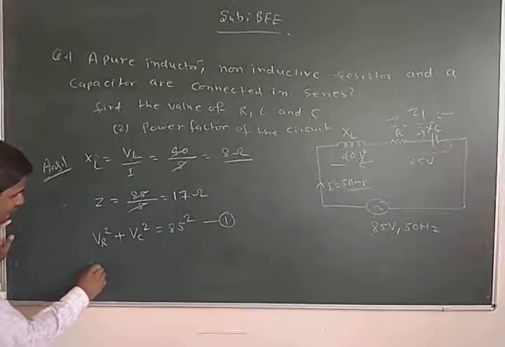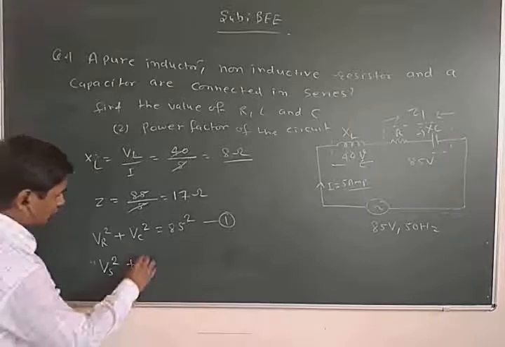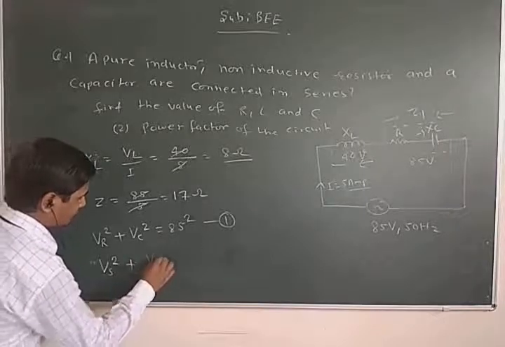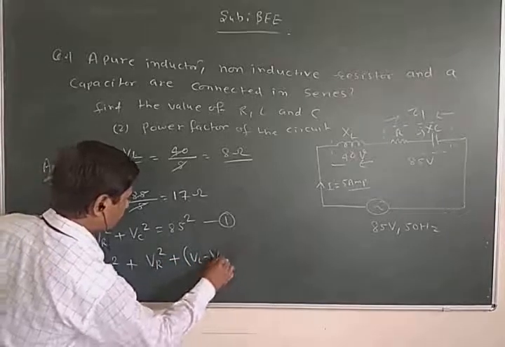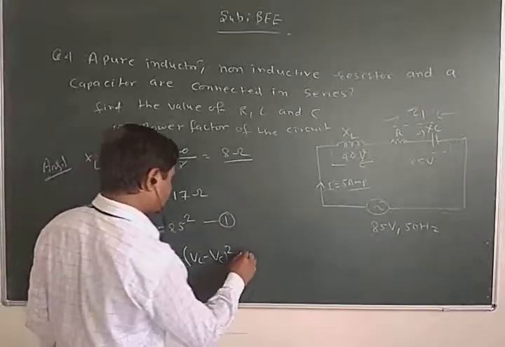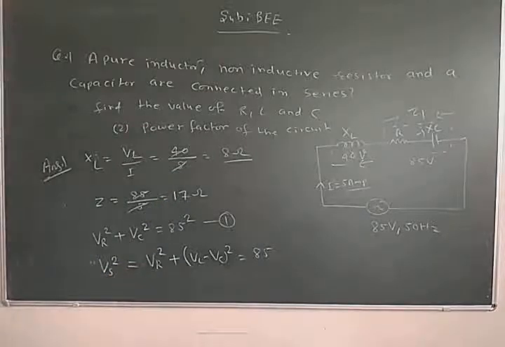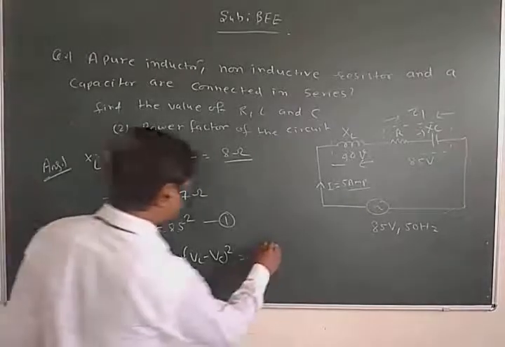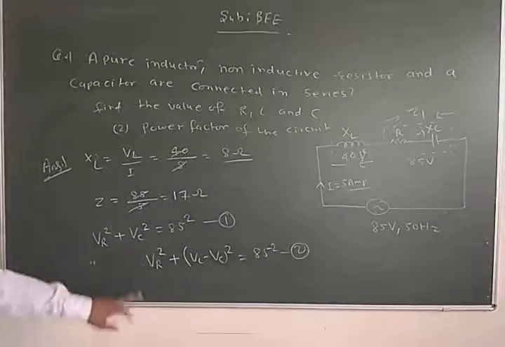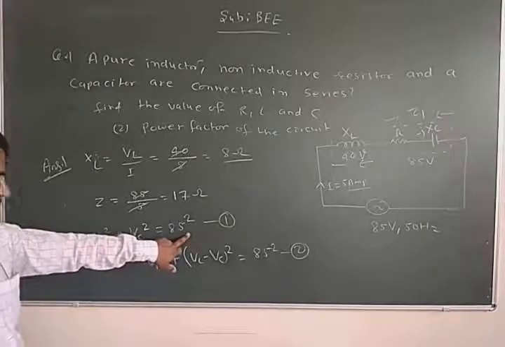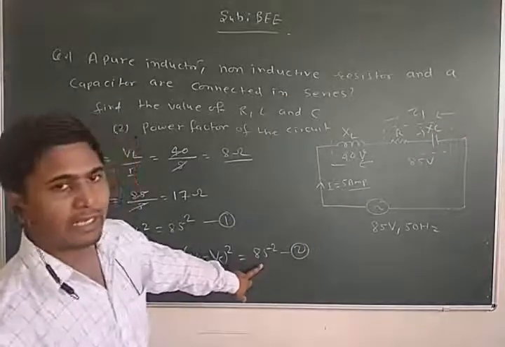Similarly, from here we see that the source voltage is 85. Vs square is VR square plus (VL minus VC) whole square, that is equal to 85 square. Equation number 2. From equations 1 and 2 we see that VR square plus VC square is equal to 85 square, and VR square plus (VL minus VC) square is also 85 square.